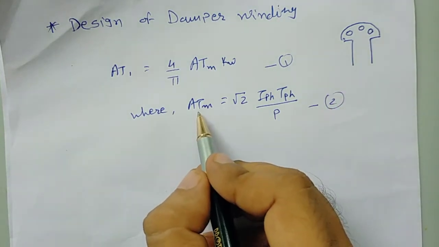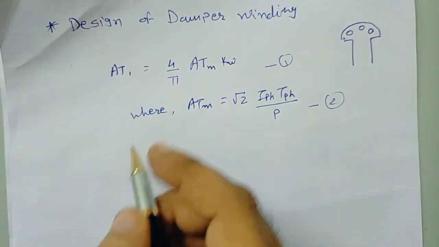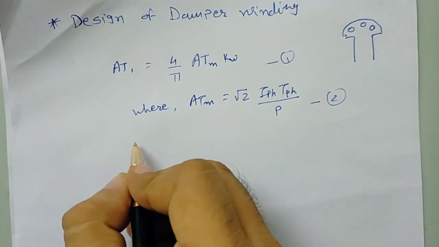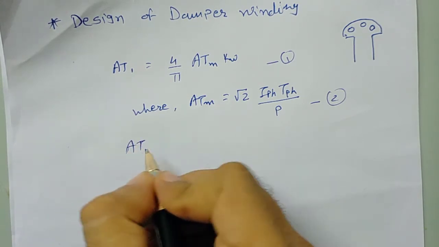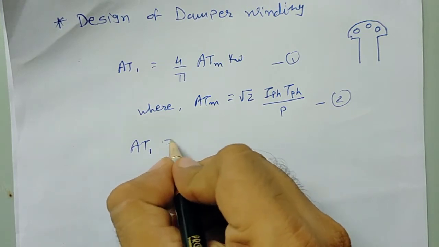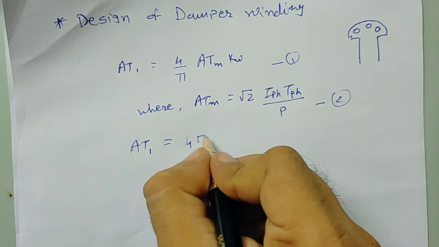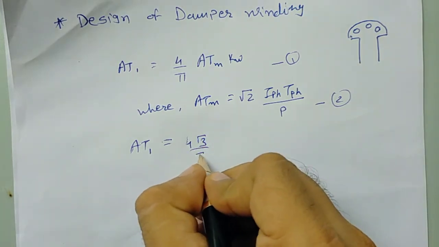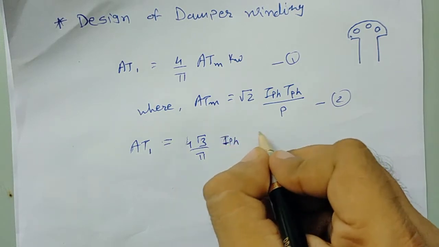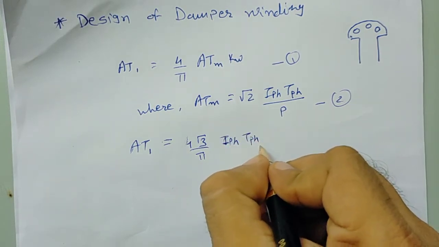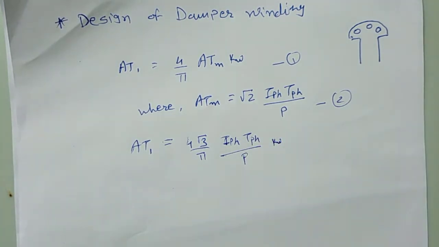If we put the value of ATm in the equation of AT fundamental, or the fundamental MMF, we will get ampere turn of fundamental equal to 4 times root 2 divided by pi into Iph into Tph and the winding factor Kw.